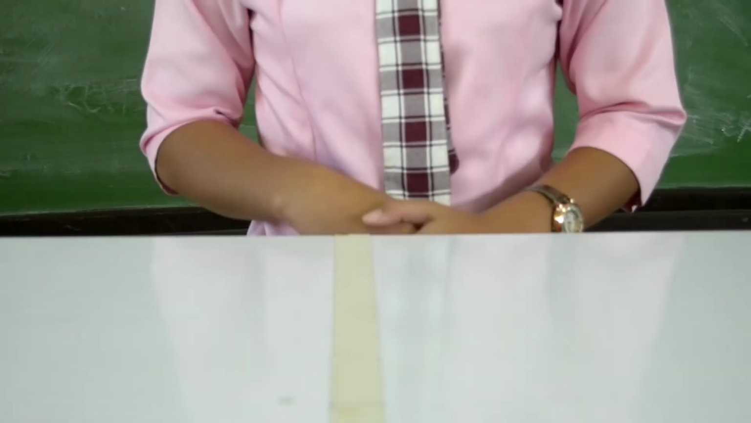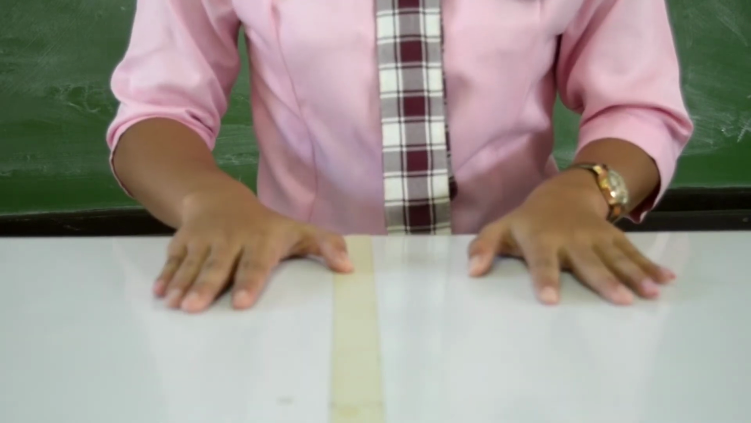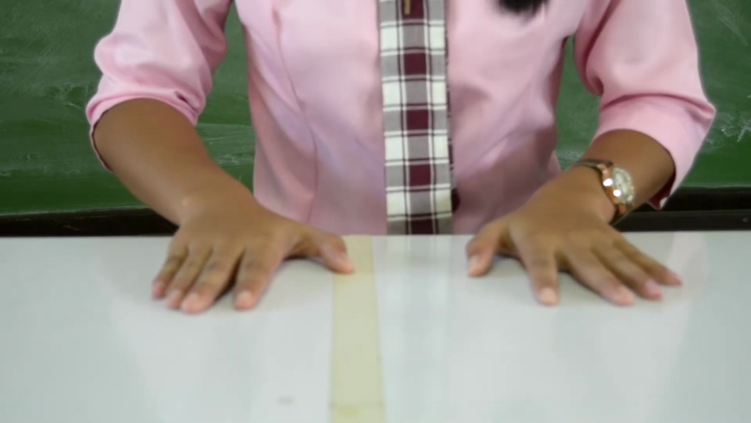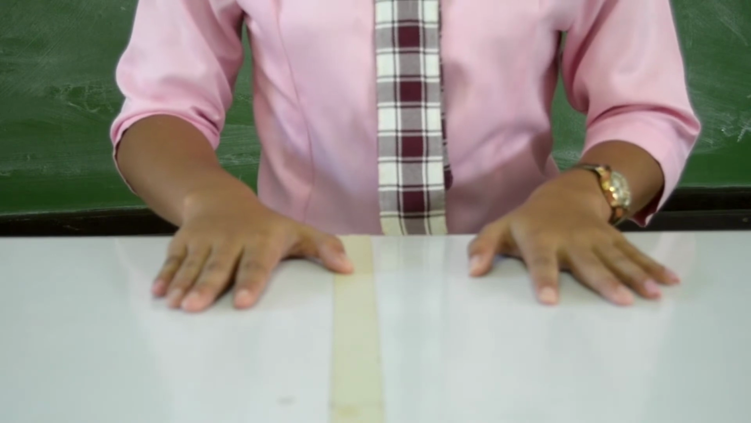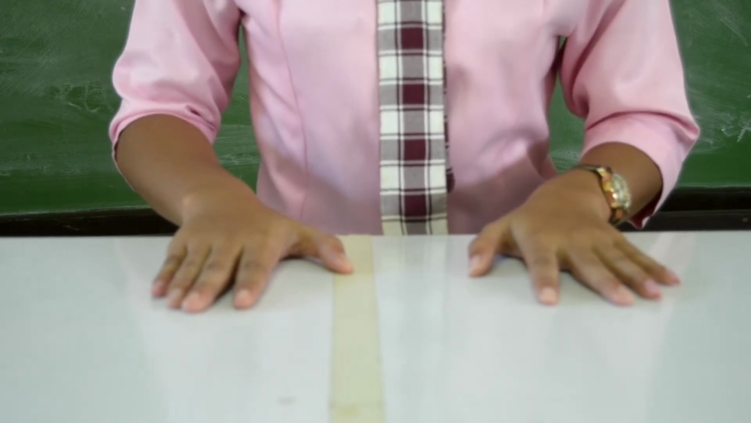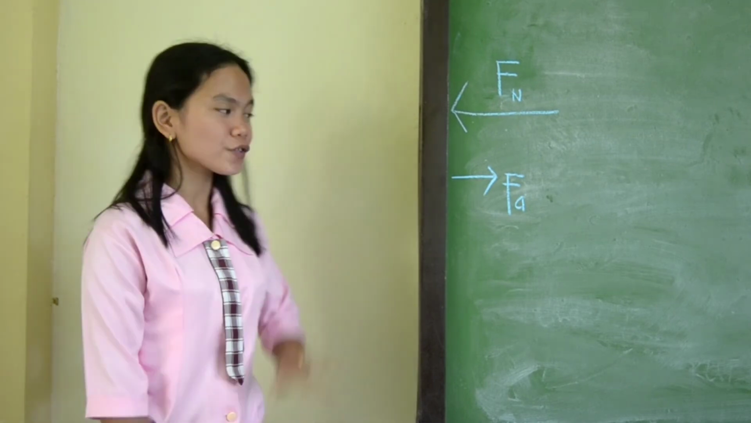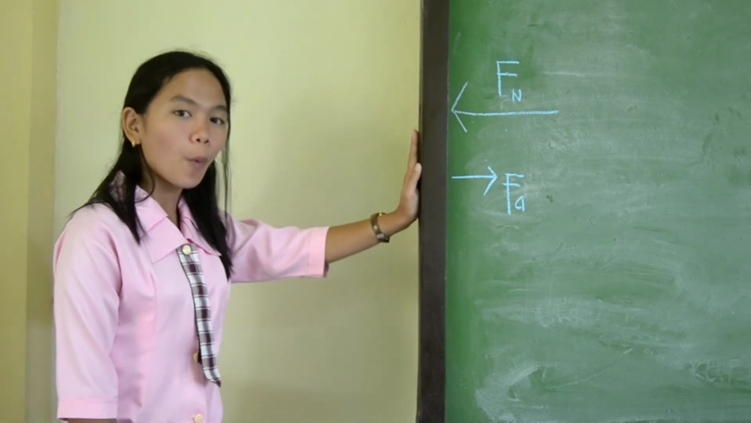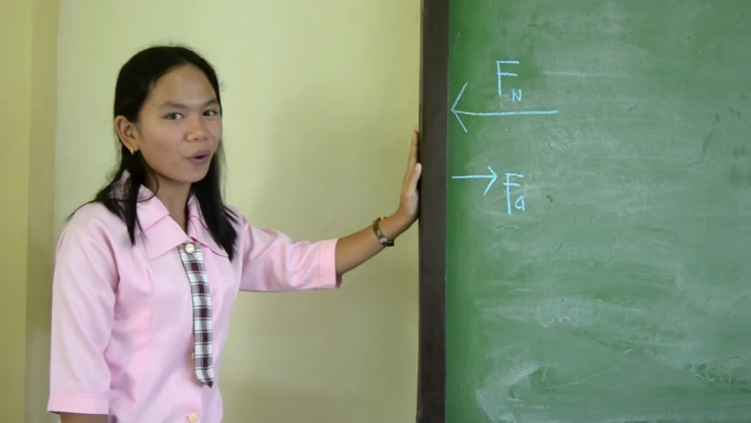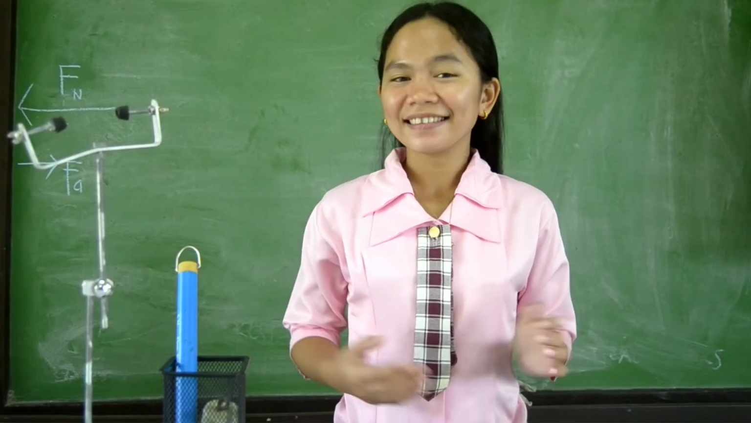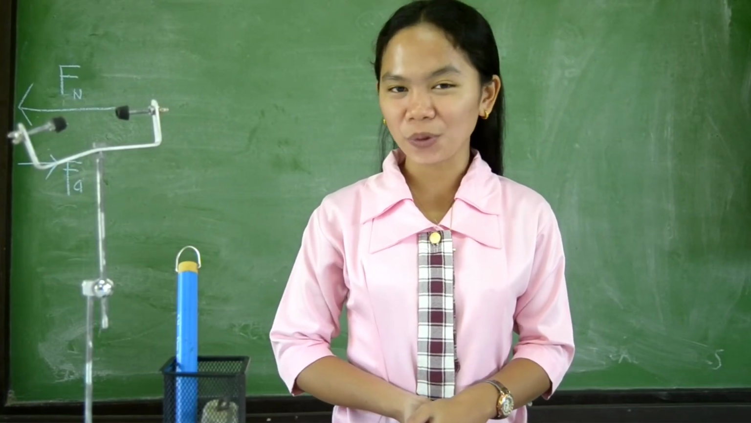For example, when you push the table with your hands, the table reacts with an equal force, which is known as a normal force. Another example is when I'm applying a force to push the board, it reacts with an equal amount of force. And that's the three Newton's laws of motion.